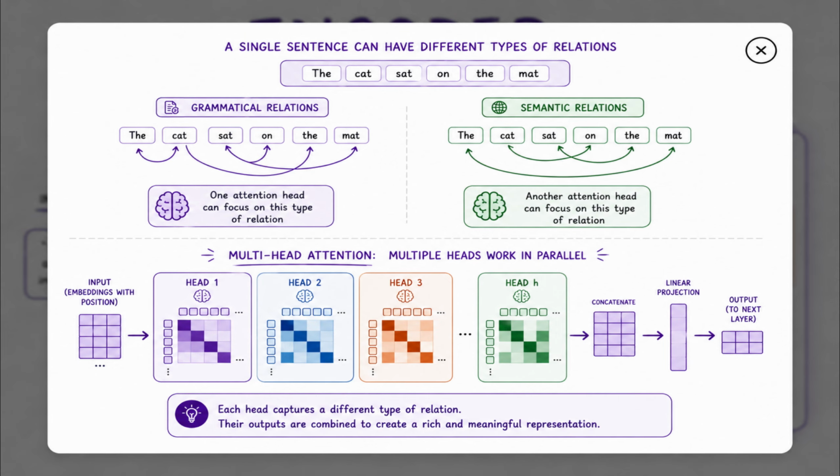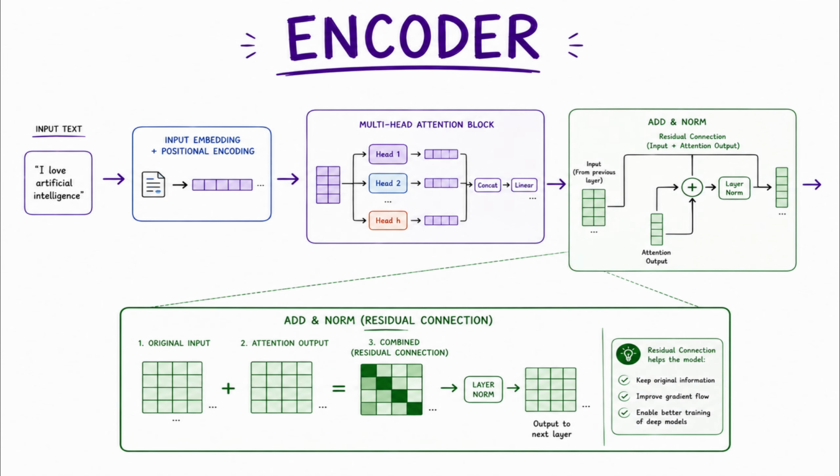Now the next component is add and norm. After self-attention, a lot of information will be transformed. But to keep the original input detail as well, that will be added back to the attention output. So now we will have original input plus attention output. This new combined information is called residual connection.